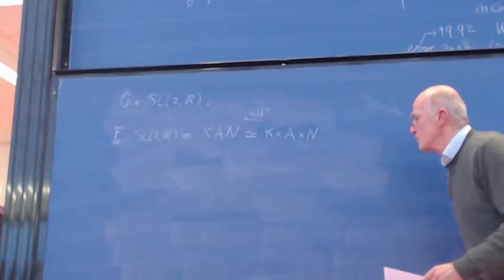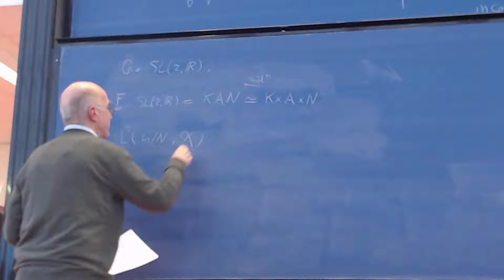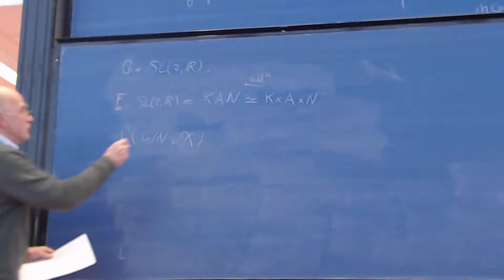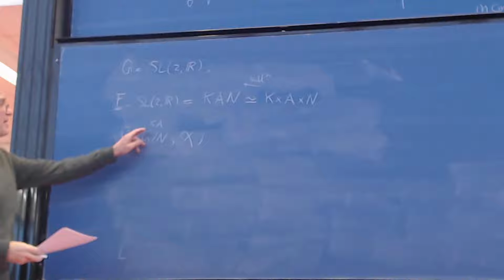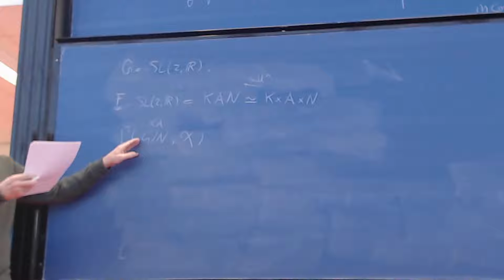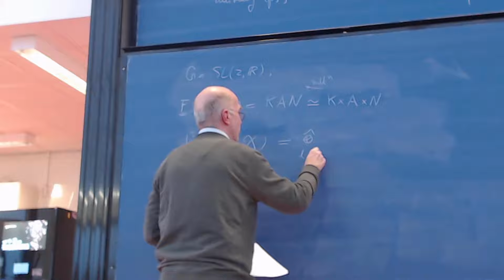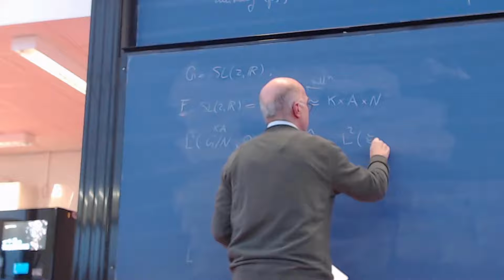Because now what I can do is look at the space of L2 functions on G and N, which transform according to the character that I've introduced over there, the unitary character of N. K is SO2, so that's basically the circle group. So what I can do now is decompose this space according to left transformation behavior, according to characters of the circle group. This is basically applying the theory of Fourier series. And then we find that this is an orthogonal direct sum over all the characters of K. And I'll write it like this.